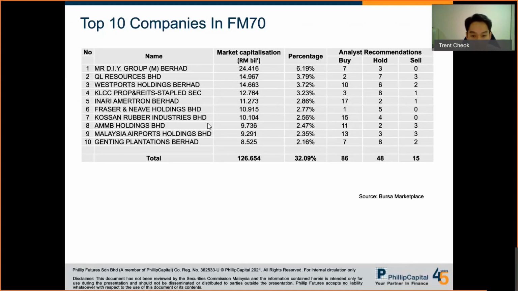So from the data compiled from Bursa Marketplace, for these top 10 companies in the FM70, you can see there are 86 buy recommendations, whereas the hold recommendations are 48, and sell recommendations are only 15. In a sense, it gives you the general direction the FM70 index will be going. There are more buys than holds and sells combined, so we should be looking at long. If you are doing a slightly mid to long term trade, you should be looking at a long position.